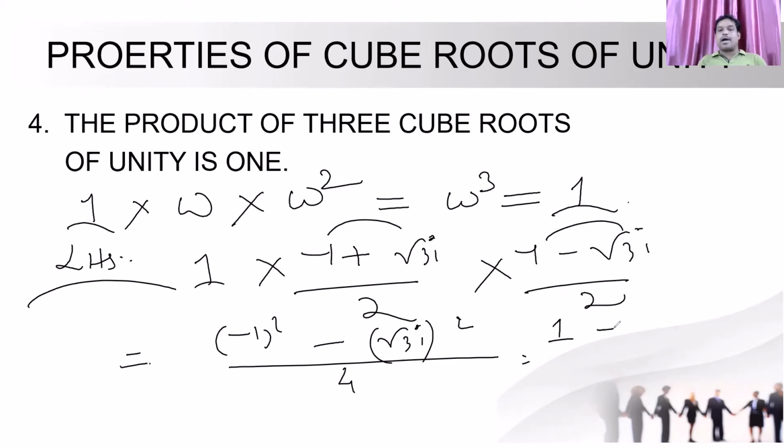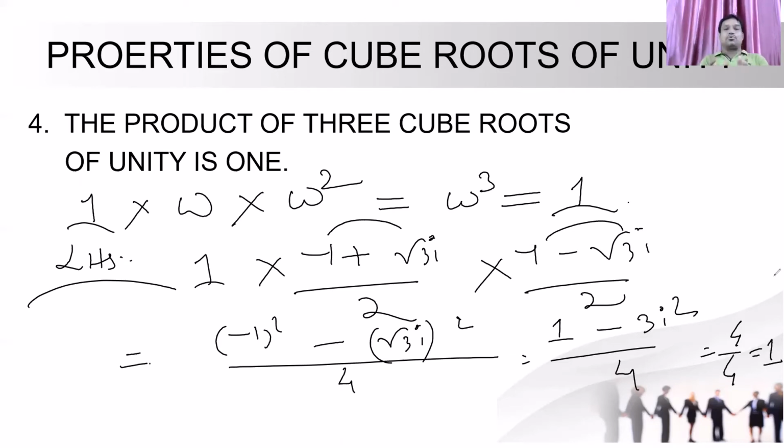Plus 1, minus root 3 square is 3i square, divided by 4. So now in the numerator, i square is minus 1. So 1 minus 3 into minus 1. So that is 1 plus 3. That is 4 by 4 equal to 1. So the product of three cube roots of unity is 1. 1 into omega square equal to definitely 1. So now understood? So this property also is done.